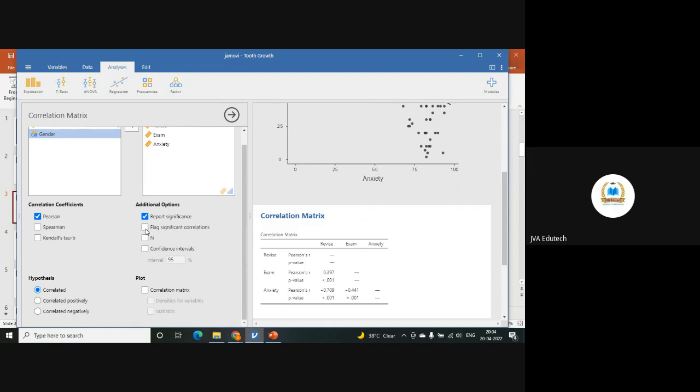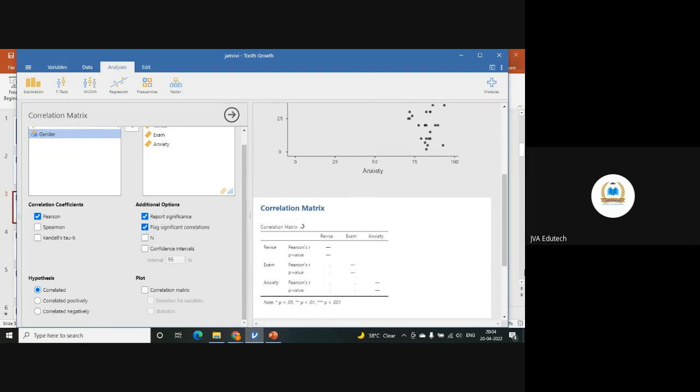And here if you want more clarity, you can click Flag significant correlations. So it will mark significant correlations with an asterisk. Now if you see the relationship between exam and revision, there is a positive correlation. Yes, sir. And it is a moderate positive because the correlation coefficient is 0.397, meaning 39.7. Right? So if revision time is increased by 100% or one more time, exam performance will increase by 39.7%, and this relationship is significant also because p is less than 0.05. Is this clear? Yes, sir.